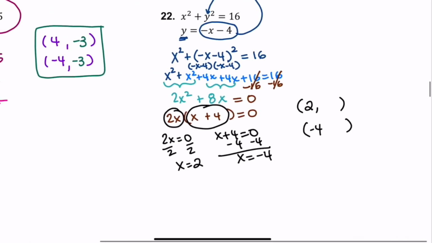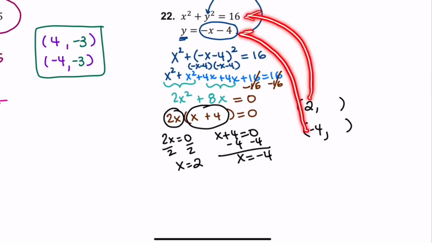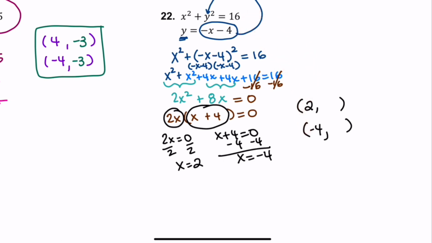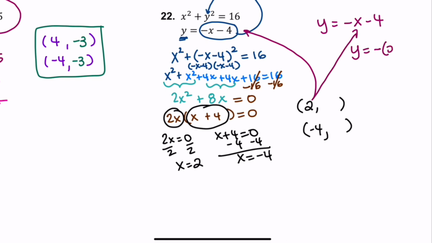Now to get the y value, we can plug it into the first equation or the second equation. It doesn't matter which one we plug it into because we're looking for where these are equal. So I'm going to plug it into the second equation because it looks a little easier. The y is going to equal a negative x minus 4. If my x is 2, I'm going to have y equals a negative 2 minus 4, which is a negative 6. So when the x is 2, the y is negative 6.